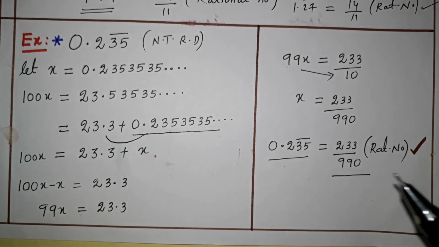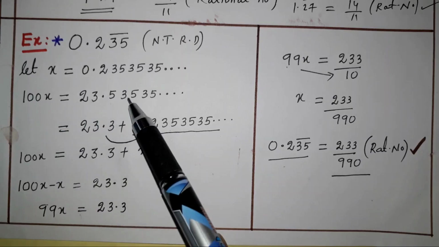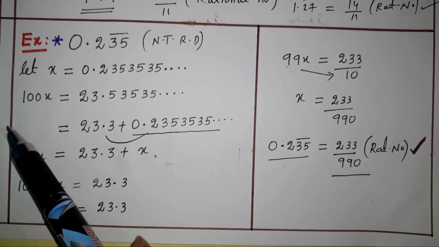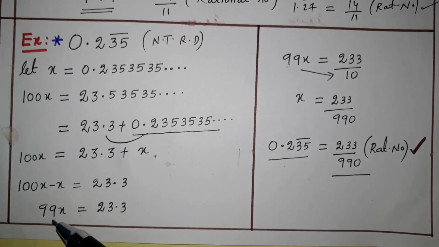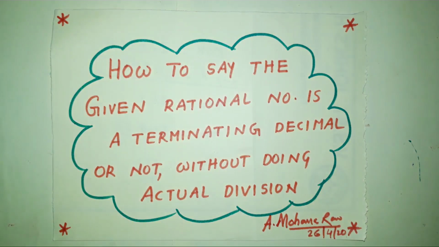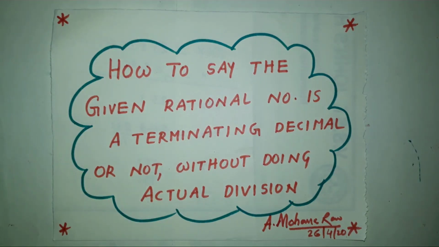And the same problem you can do in another way, as I told you in the previous example. Just by taking 100x and subtracting x, you will get 99x is equal to 23.3. The other procedure is the same. You can also do it like that. So children, you have understood how to convert a terminating decimal and a non-terminating repeating decimal into a rational number.